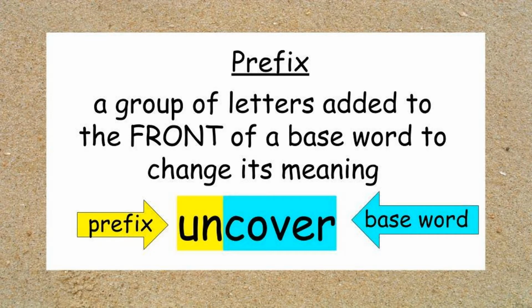But what exactly is a prefix? A prefix is a group of letters that's added to the front of a base word to change its meaning. For example, here we started with the base word cover. Cover means to put something on top of something. For example, when we dig for dinosaur bones, it's covered by dirt. Cover can stand by itself and has its own special meaning. But when we add the prefix un to the front of it, we create a whole entire new word, uncover. Uncover means that we're going to get rid of the dirt so we can take the fossil out of the ground.